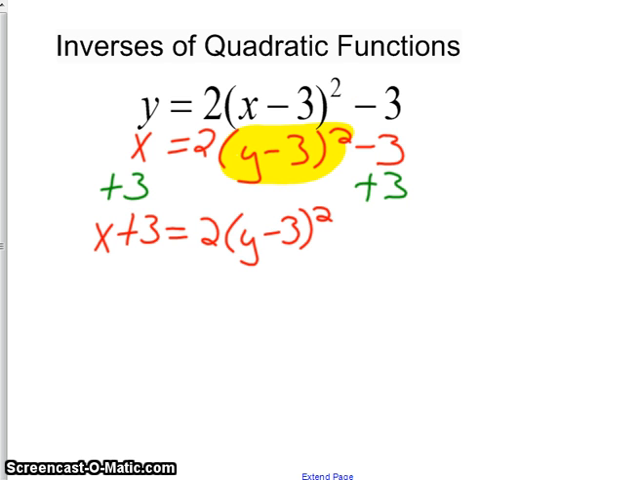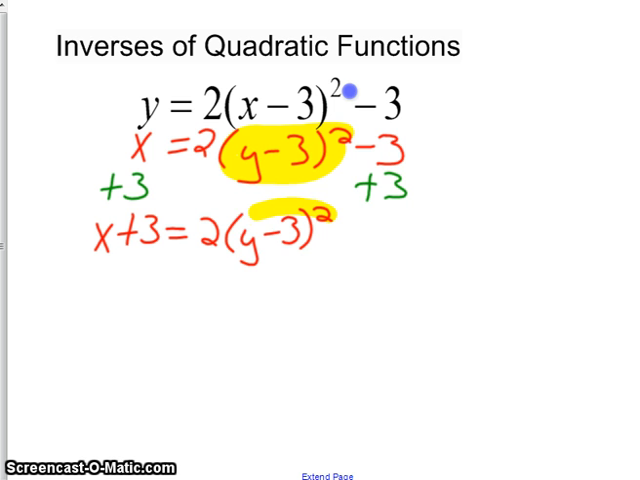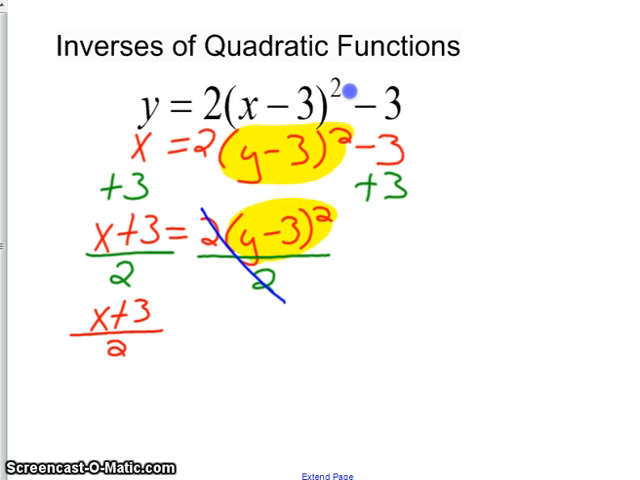And again, I'm trying to isolate the square term. So this is the thing I'm trying to isolate. Now I'm going to undo this multiply by 2. I'm going to divide by 2. None of that can simplify, so I'm just going to rewrite what I've got left. I've got x plus 3 over 2. The 2's on the right-hand side cancel, and I've got equals the quantity y minus 3 squared.